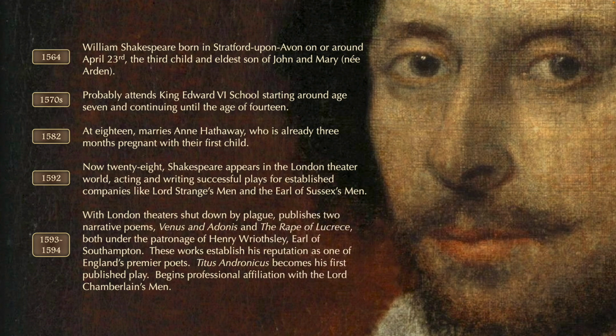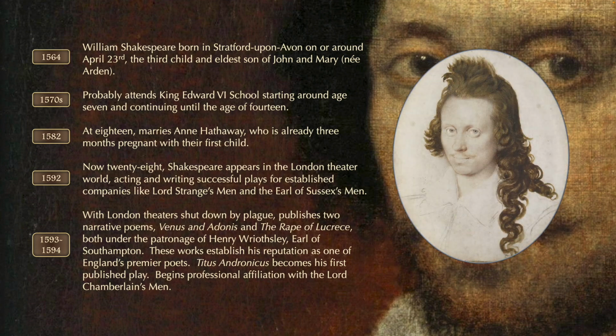With London theaters shut down in 1593, a massive outbreak of plague occurred that year. Probably to keep income flowing, Shakespeare publishes 2 narrative poems, Venus and Adonis and The Rape of Lucrece. Both of these poems were written under the patronage of Henry Wriothesley, the Earl of Southampton. There he is. A fantastic head of hair he has there. These 2 poems really established Shakespeare's reputation as one of England's premier poets. He was quite famous for these for many years before he was famous as a playwright.